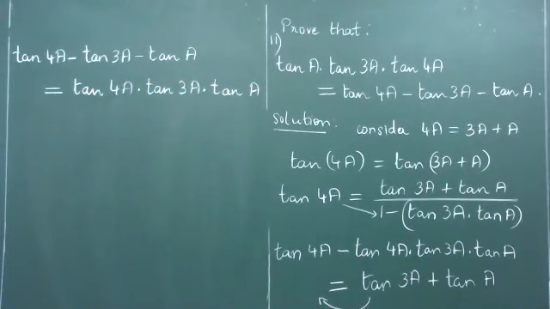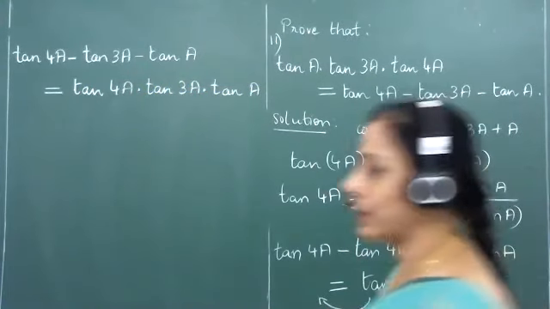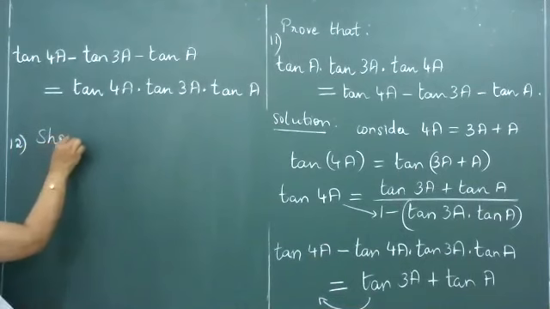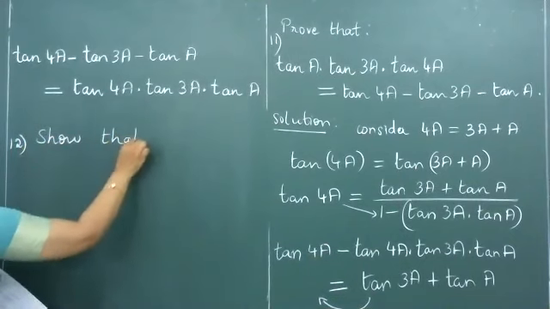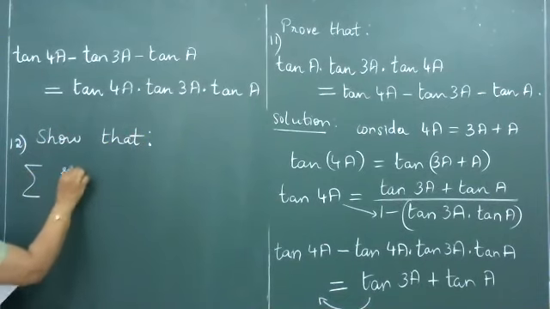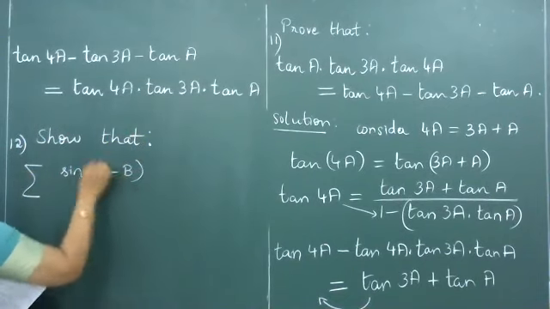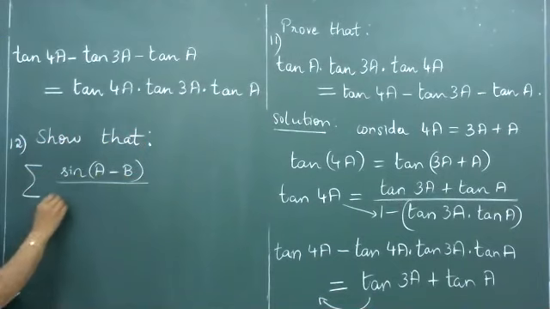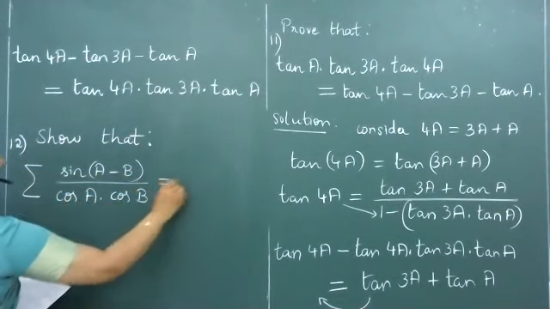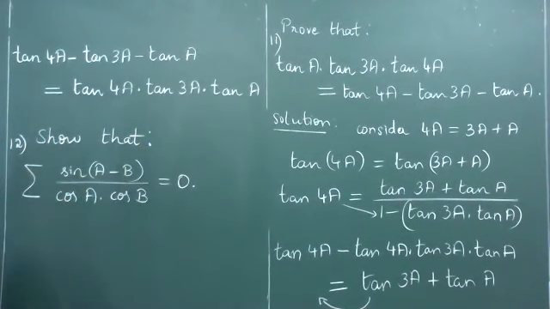So this has completed the question number 11. We shall now consider question number 12. Moving ahead, question number 12. We have again a different question. Show that summation sin of a minus b whole divided by cos a multiplied with cos b, which is equal to 0.